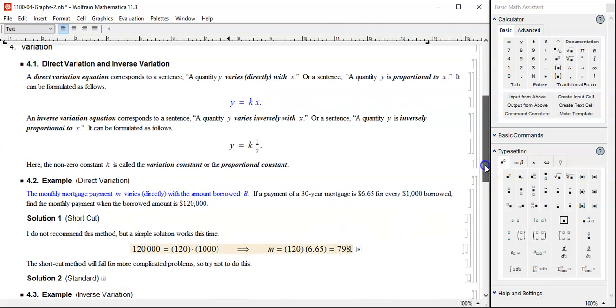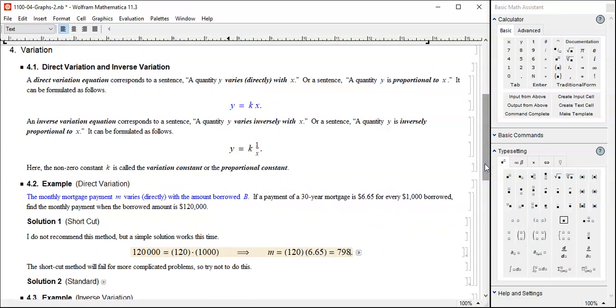Here we go. Does it make sense? B is 120-folded. Therefore, M is also 120-folded. And calculate, you get $798 each month. Of course, if you add escrow, then the amount will increase.